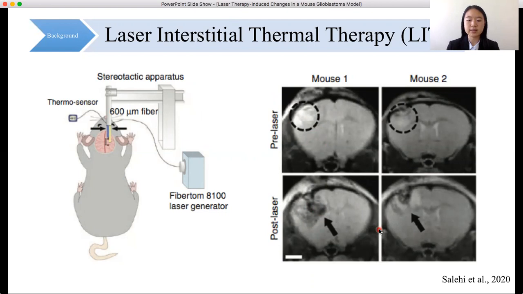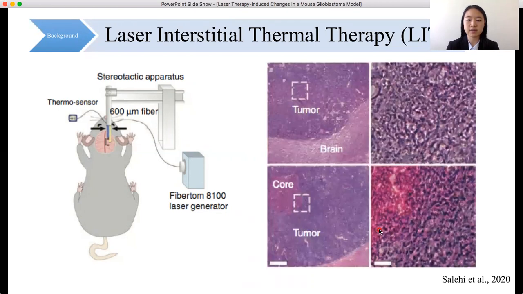If we look at this H&E staining of these tumors, we find that in the sham-treated brain in this top row, there are dense tumor cells surrounded by the healthy brain tissue. In the laser brain in the bottom row, we see a necrotic core, and that is showing characteristics of heat and necrosis.